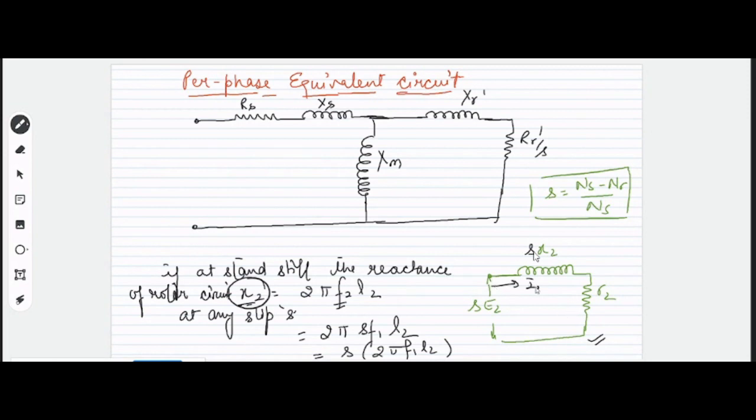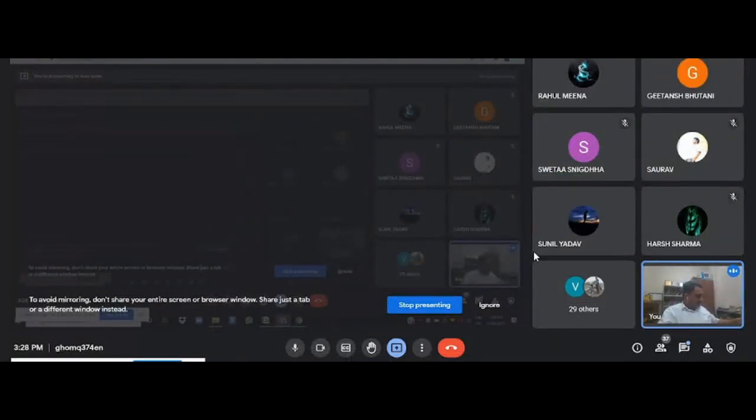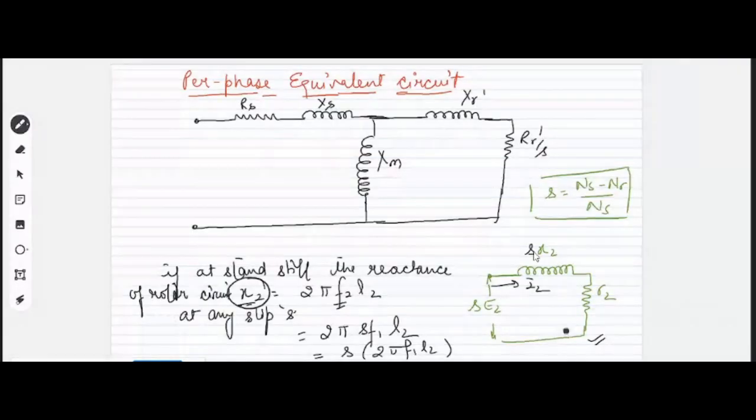Now, because of this SE2, there will be a current flow that we can write as I2. What will be the value of I2 for this circuit? Who will tell me? Raise your hand. Who has raised the hand? Deepak. Okay, Deepak, tell me. What will be the value of I2 for this case?